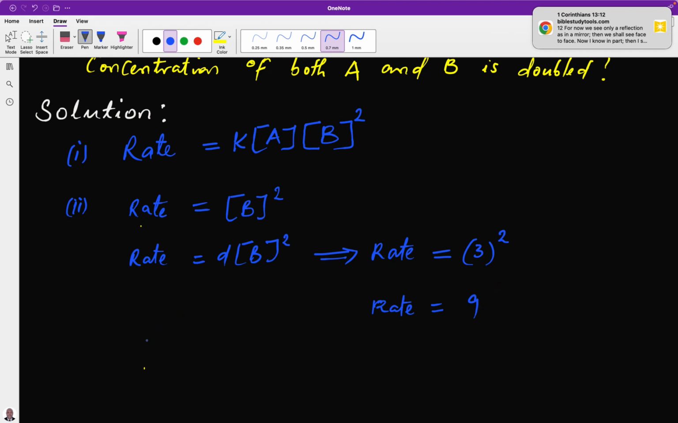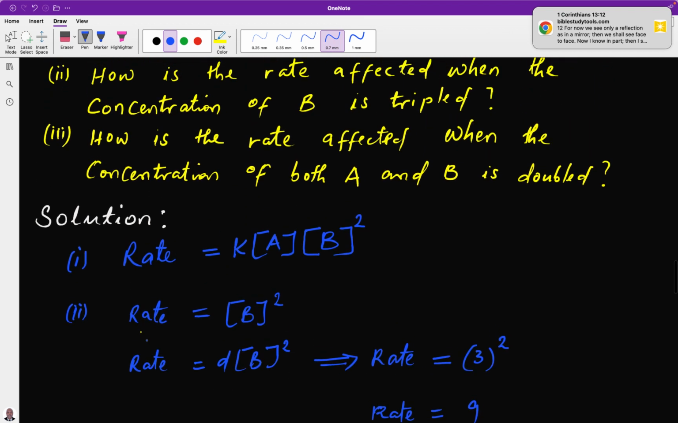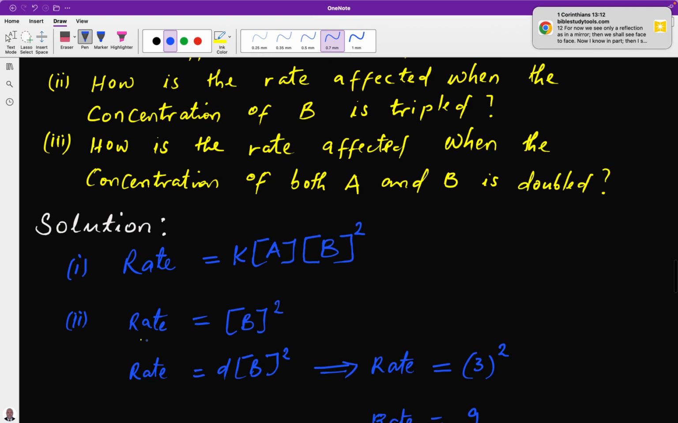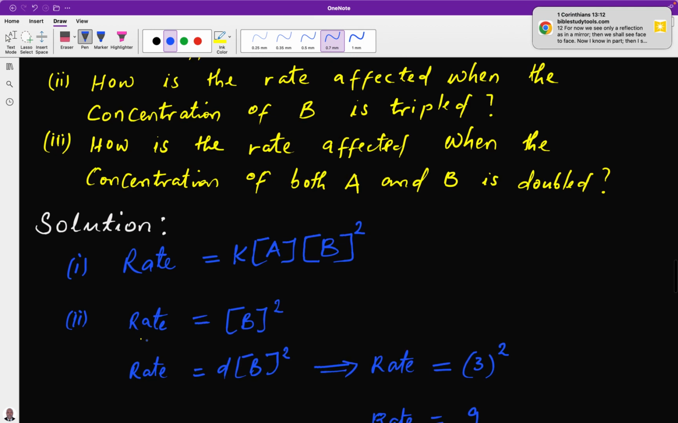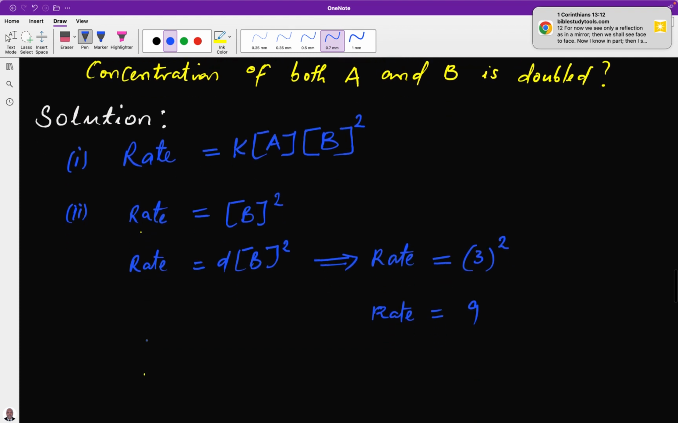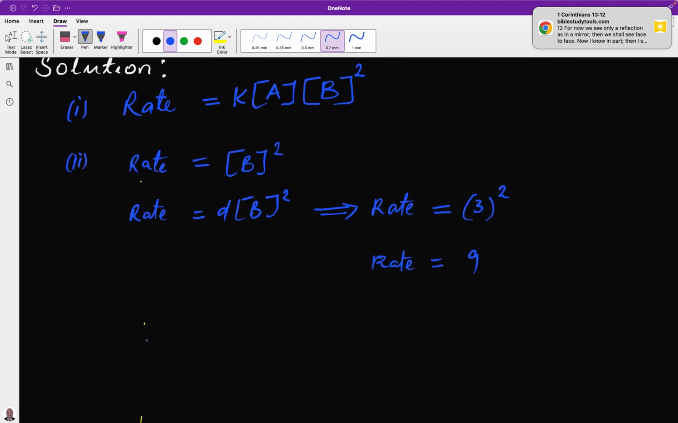Therefore, our answer here, how is the rate affected when the concentration of B is tripled? Since rate is equal to 9, we can now say that on increasing the concentration of B 3 times, the rate increases 9 times. You can now conclude like that.